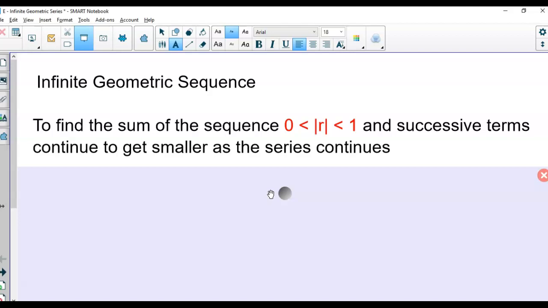To find the sum of that sequence, meaning you're evaluating the series, the common ratio, excuse me, the absolute value of it has to be between 0 and 1, okay? It has to be between 0 and 1.